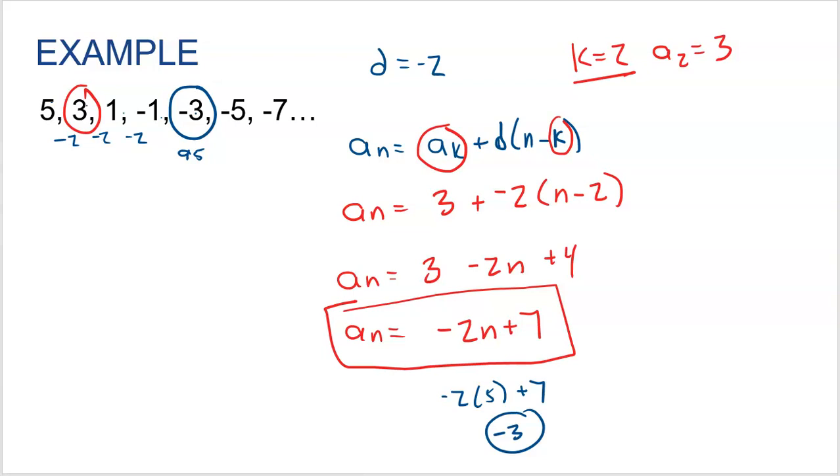The cool thing is once you have the formula, you can find any term you want. So if you want to find the 30th term, all you've got to do is plug in 30.